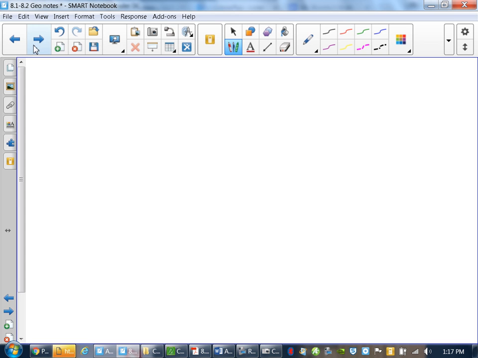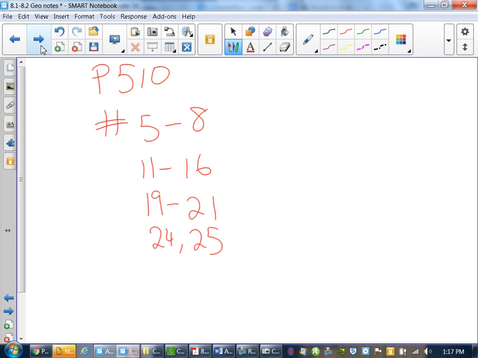I'm assuming none of you remember how to find your way to the book. As a refresher, I will show you in a second, once we get this saved up here, and I'll write this on the board as well. It's on the website, for the book. So it's page 510, we have 5 through 8, 11, 16, 19, 21.